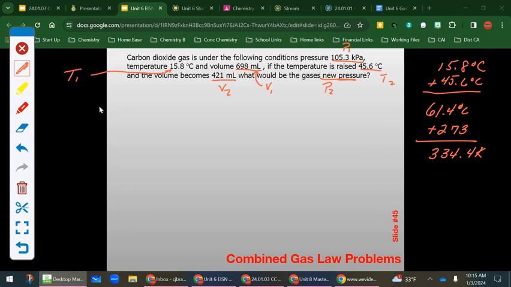All right, combined gas laws, ladies and gentlemen. P1, V1 over T1 equals P2, V2 over T2. So P1, 105.3 kPa. V1, 698 milliliters. Now, does it matter what unit pressure and volume are in?